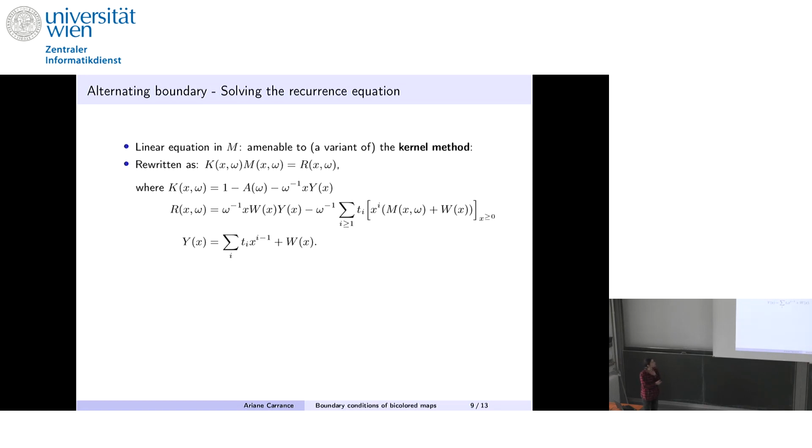So this means that you can apply the so-called kernel method to it. In other words, you reorganize your terms to have some function K that doesn't depend on M, multiplied by M, equal to some function R that also doesn't depend on M. The kernel K is really simple in all cases, but the remainder R, in full generality, is a bit complicated because it contains these initial terms of M, where x to the power greater or equal to 0 means that I take the coefficients of this generating series in x that have non-negative powers.